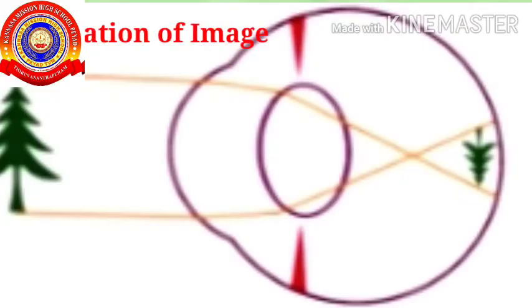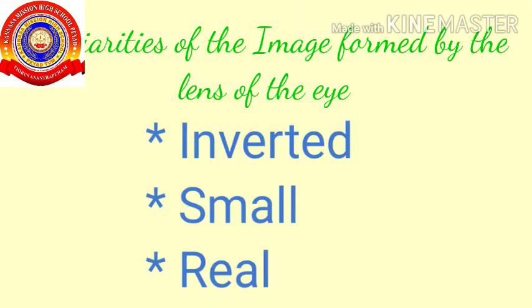Our next topic is the formation of image in the retina. Look at the diagram. You can see an object falls on the retina. The curvature of the cornea and the lens helps the light rays which reflect from an object get focused onto the retina. From this figure, find out the peculiarities of the image formed by the lens of the eye.